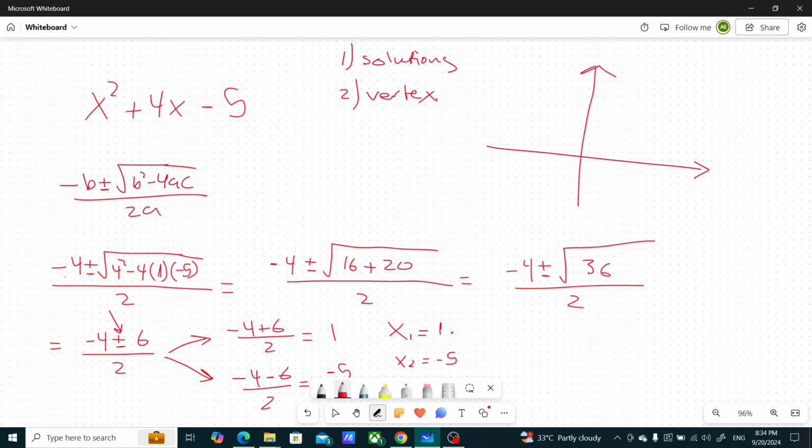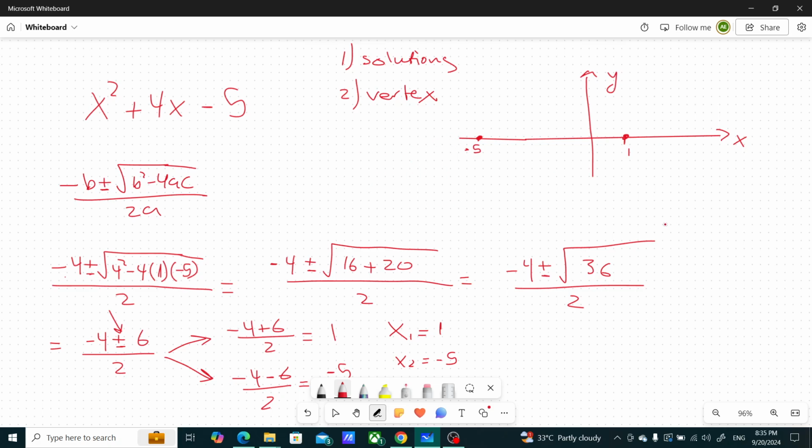So I'll come to my number line. Let's do a better number line than this, or better, an axis. So this is my y-axis and this is my x-axis. Let's label them x and y. I know that my x1 is going to be at x equals 1 and my x2 is going to be at x equals minus 5. So I have a solution here and a solution here. And by solution, again, we mean where the graph touches the x-axis.